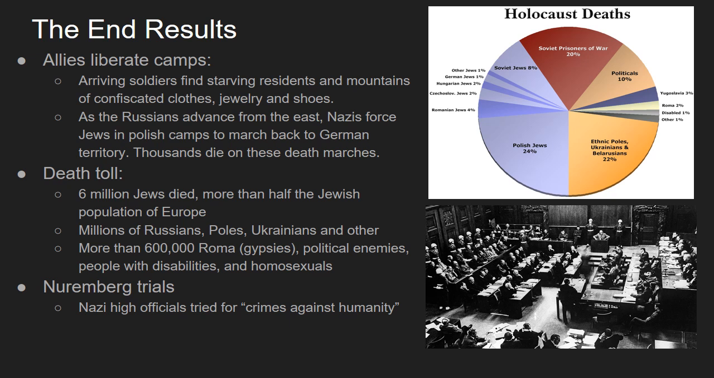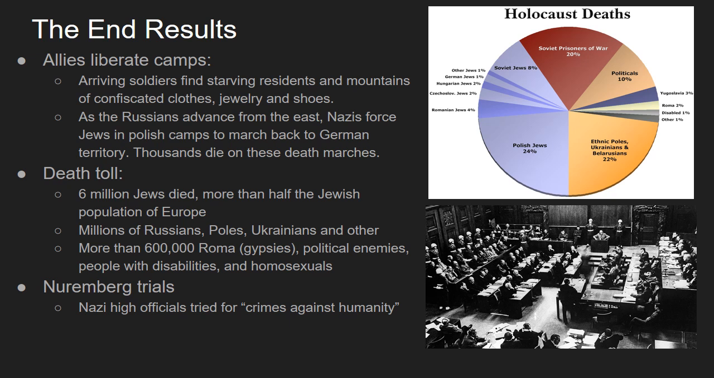The end result of the Holocaust were not good. When Allies liberated the camps, the arriving soldiers found residents starving and mountains of confiscated clothes, jewelry, and shoes. As the Russians advanced to the east, the Nazis emptied out the camps and forced the Jews to march with them as they retreated. Thousands of people died on these death marches.